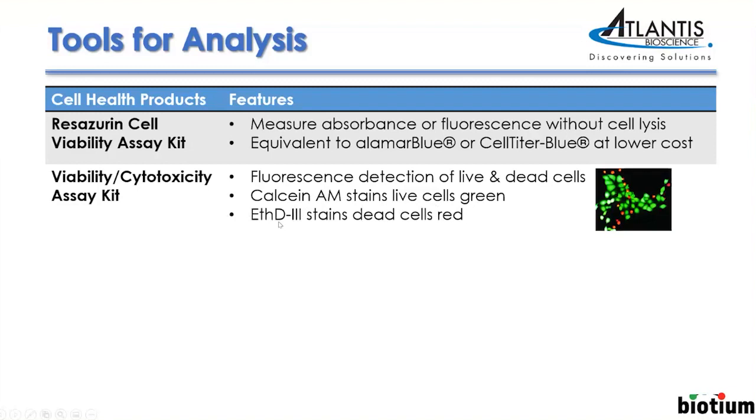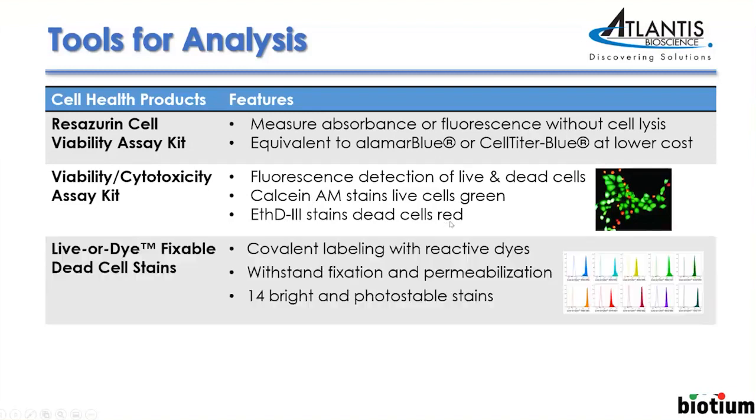This viability and cytotoxicity assay kit uses calcein AM to stain live cells and ethidium homodimer 3 to stain dead cells. One thing I want to highlight here is that ethidium homodimer 3 was developed by Biotium as an alternative to ethidium homodimer 1, which is commonly used in the competitors' assay kits. Homodimer 3 is a lot brighter than homodimer 1.